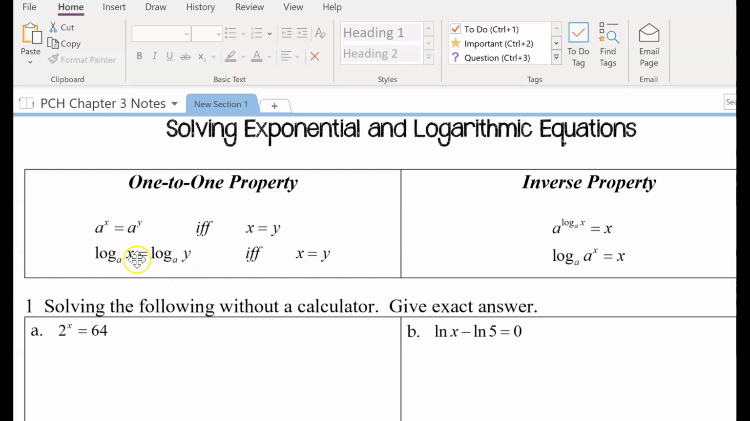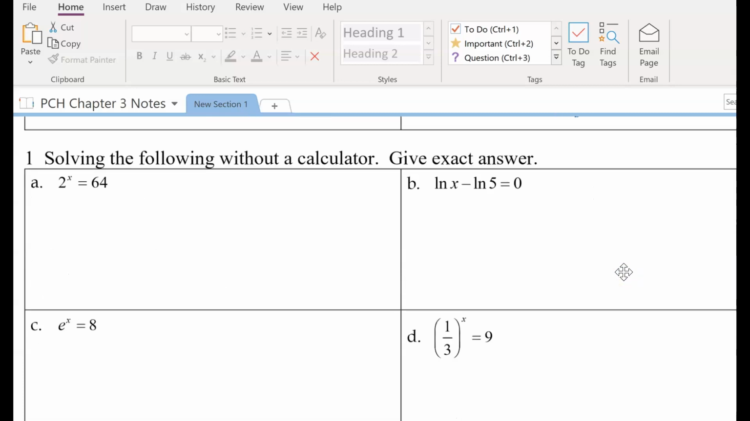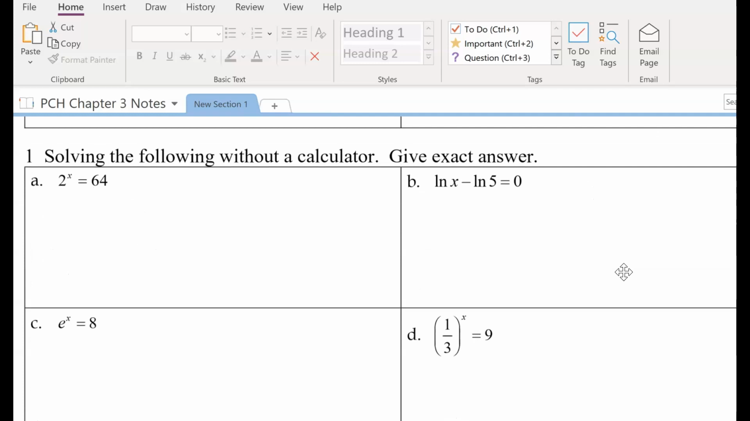Alright, we have the same property here with the logs. Log base a of x is equal to log base a of y, if and only if x is equal to y. And here are our inverse properties. So a raised to the log base a of x is just x. And log base a of a to the x is equal to x as well. Alright, so let's go ahead and look at some examples here.